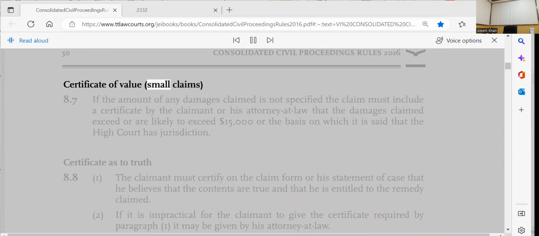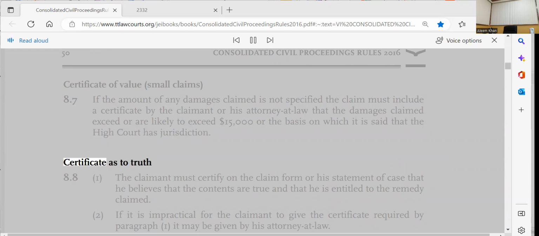Certificate of Value, Small Claims. 8.7. If the amount of any damages claimed is not specified, the claim must include a certificate by the claimant or his attorney at law that the damages claimed exceed or are likely to exceed $15,000 or the basis on which it is said that the High Court has jurisdiction.